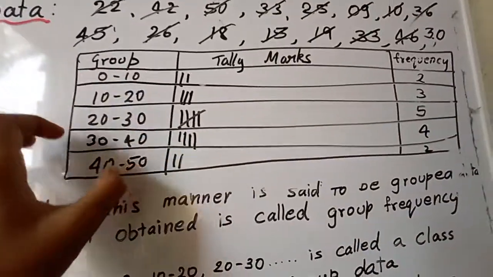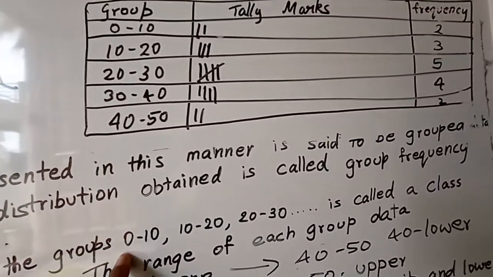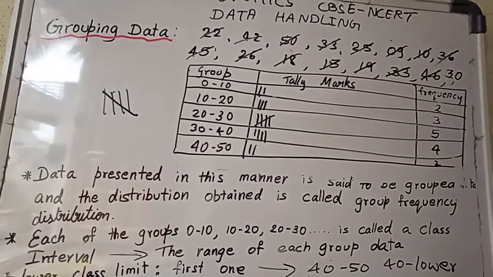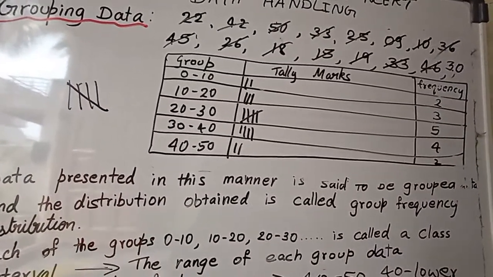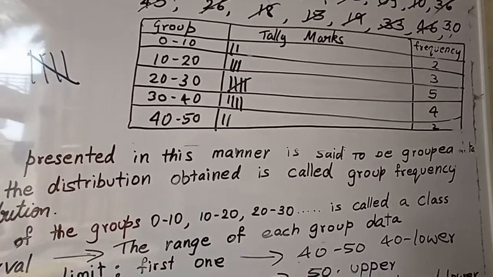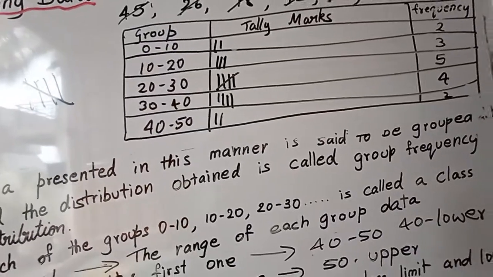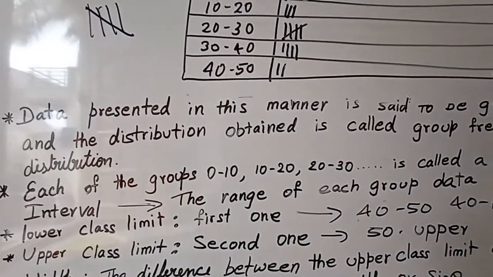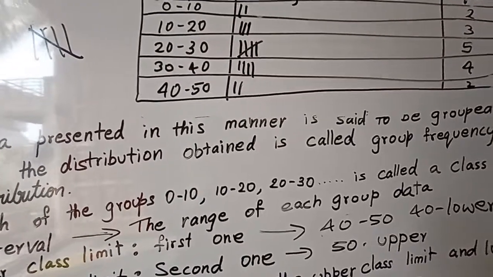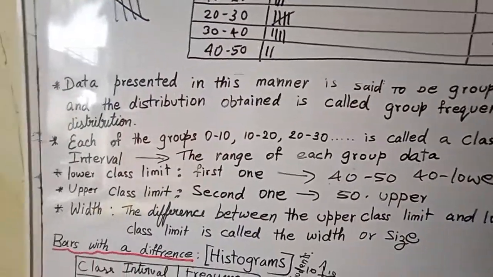But what is this group? This group we call a class interval. Each of the groups 0 to 10, 10 to 20, 20 to 30 is called a class interval. The range of each group's data is called the range. Range means the highest and lowest, but we name them the lower class limit and upper class limit. In 40 to 50, 40 is the lower class limit and 50 is the upper class limit.